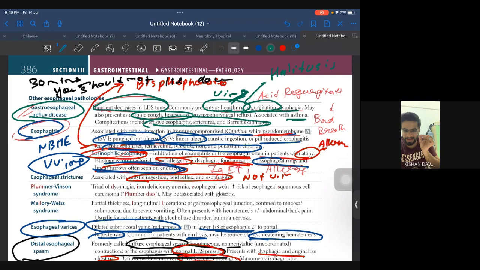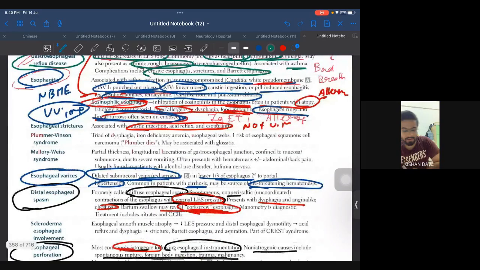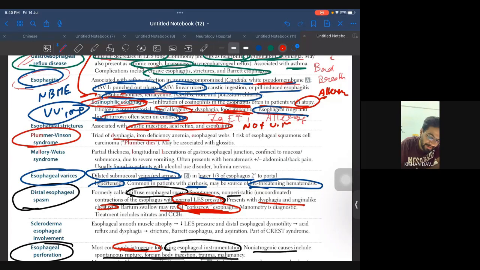And if food contents accumulate in the teeth, it might lead to bad breath. So halitosis can also occur here, and the rest is simple. Okay. Next one, moving down to Plummer-Vinson syndrome: triad of dysphagia, iron deficiency anemia, and esophageal web.